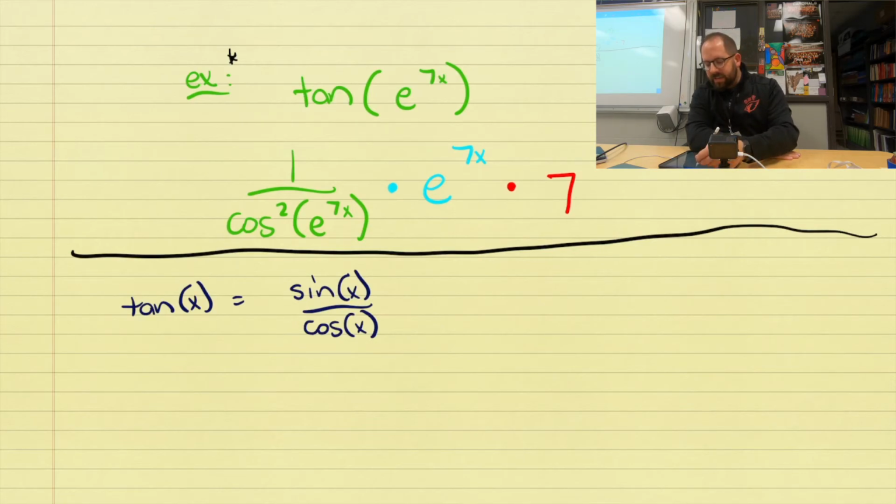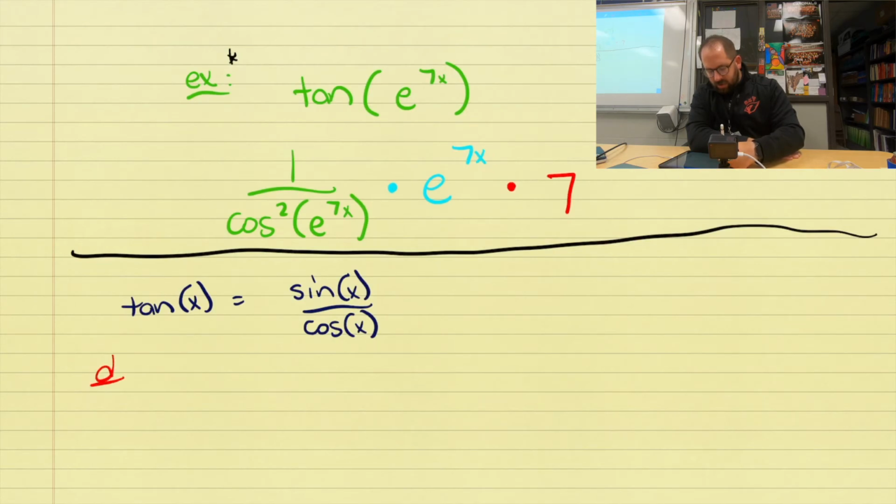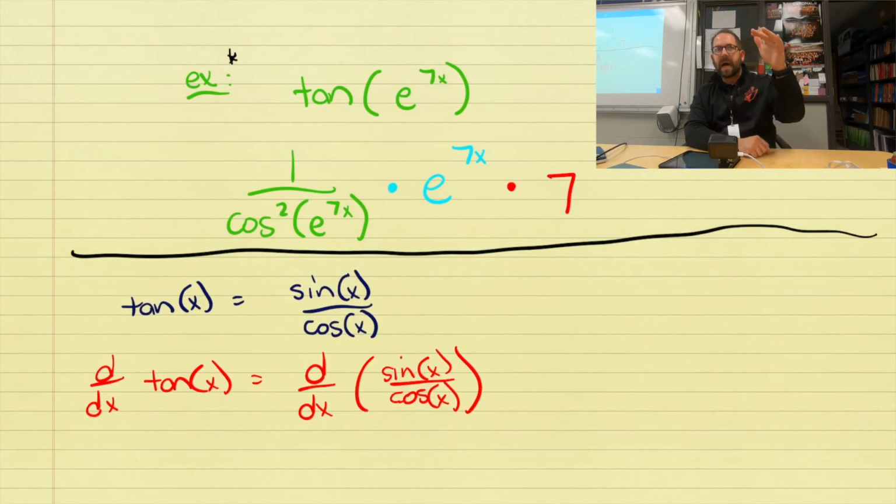When you take the derivative of tangent, it is the same thing as taking the derivative of this fraction. When you take the derivative of a fraction, you use the quotient rule. So it's the derivative of the top times the bottom, minus the derivative of the bottom times the top, all over the bottom squared. Let me walk through that.